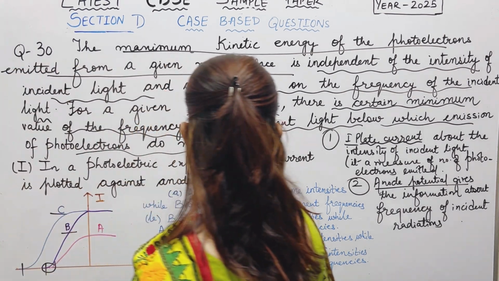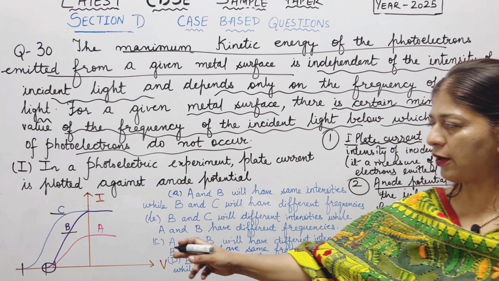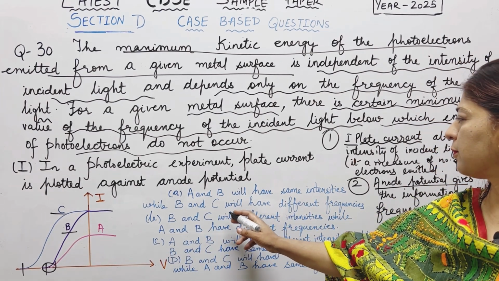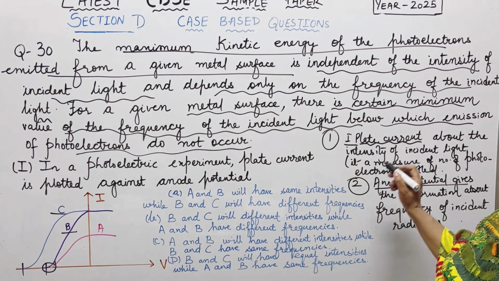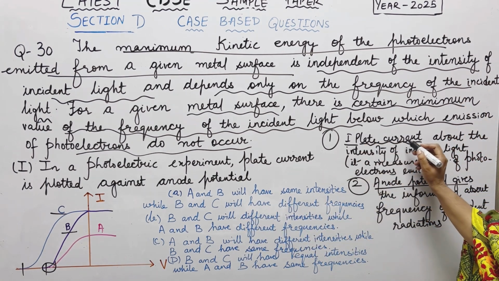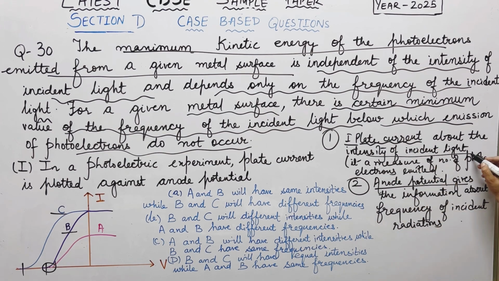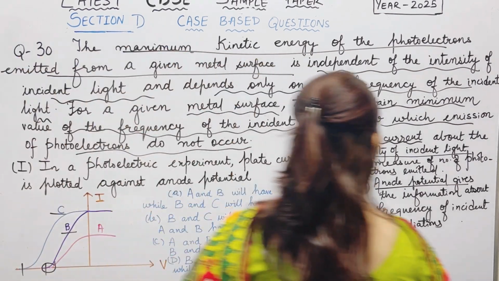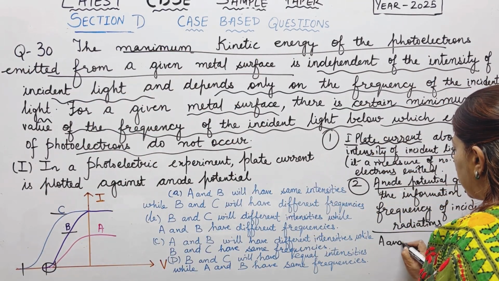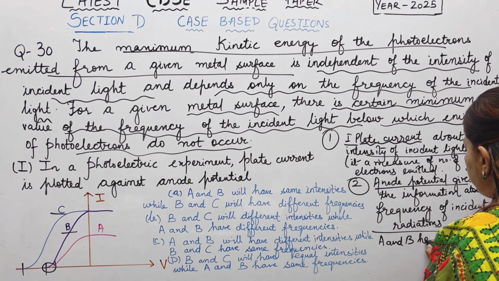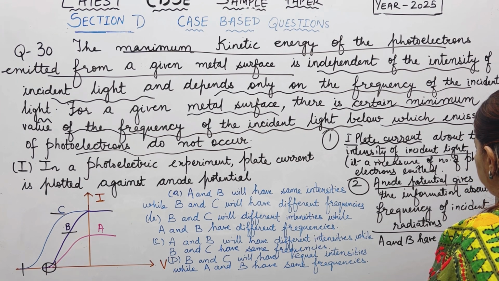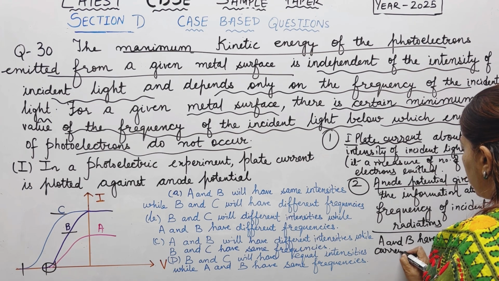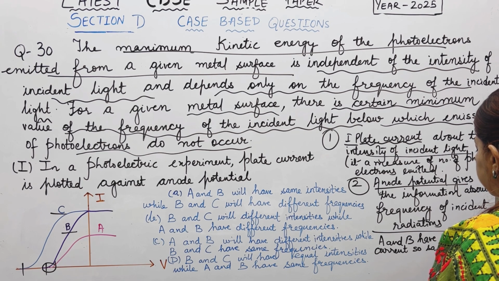A and B will have the same intensities. This is how we have mentioned. And B and C will have different frequencies. Yes, it is so. Since the plate current gives the information about the intensity of incident light, and since the saturation current in A and B, as we see from the graph, is the same, they have the same intensity.